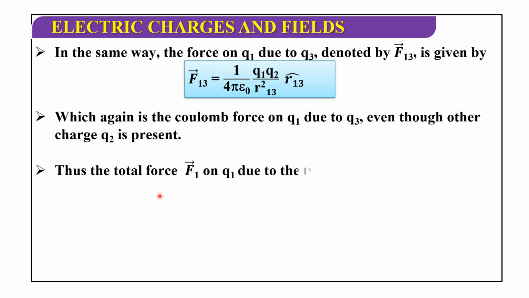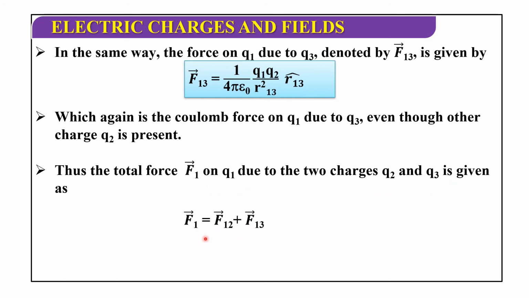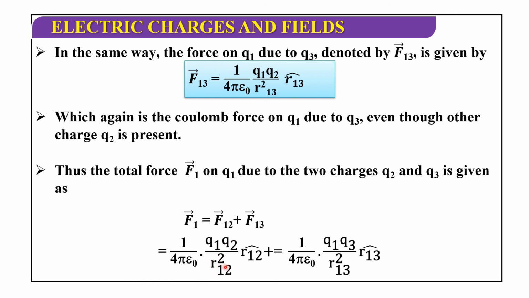Thus, the total force F1 on q1 due to the two charges q2 and q3 is given as F1 equals F12 plus F13. So, 1 by 4 pi epsilon naught q1 q2 by r12 square r12 cap plus 1 by 4 pi epsilon naught q1 q3 by r13 square r13 cap. Here there is no equal sign in between, only plus.